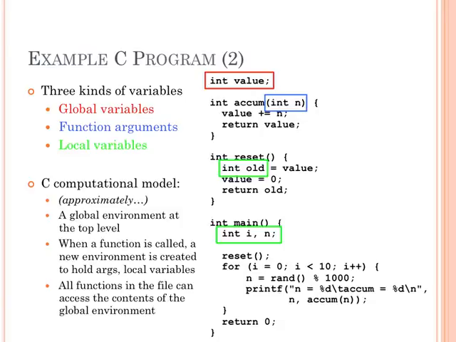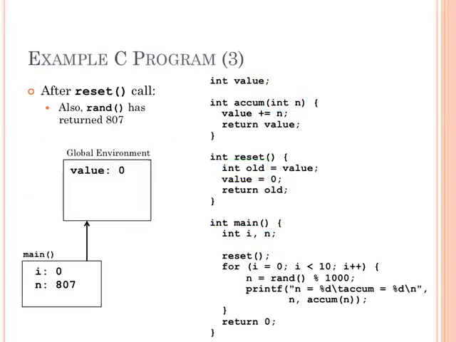Global environment at the top level. When you call a function, you get a new environment whose parent is the global environment. And it holds the arguments and local variables. And what do I say here? Yeah, all functions in the file can access the contents of the global environment when they're invoked. That's just pretty obvious. Okay, so we end up with something like this. So reset has been called in main. So we're in main right now, so that's the main frame.